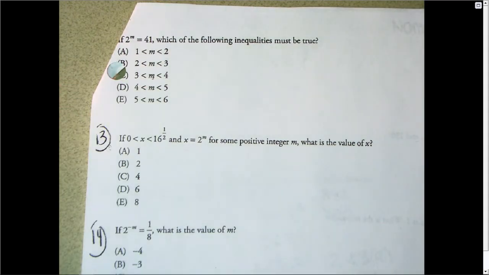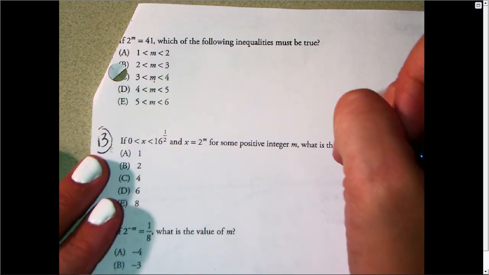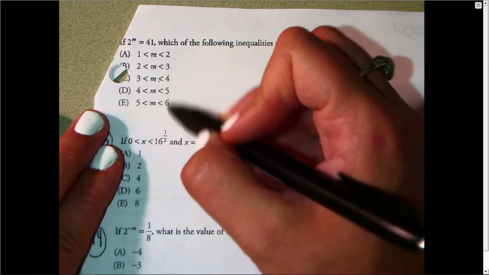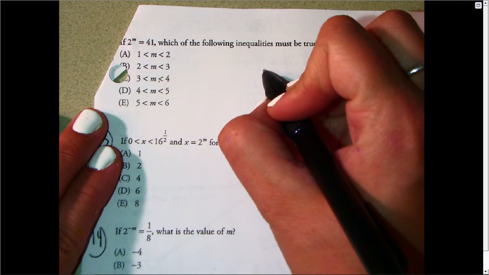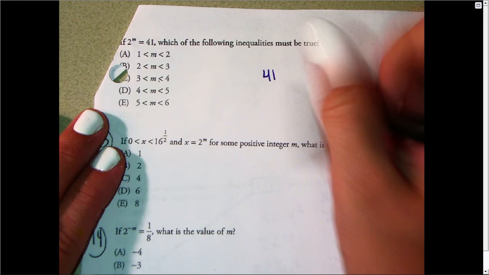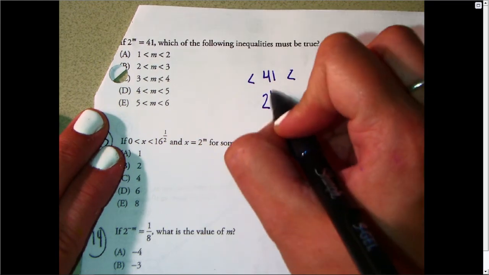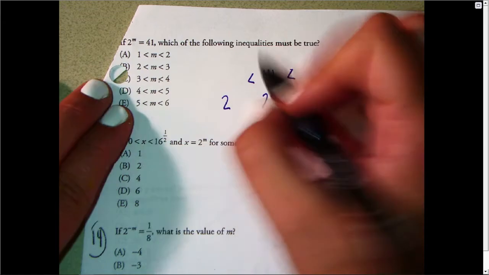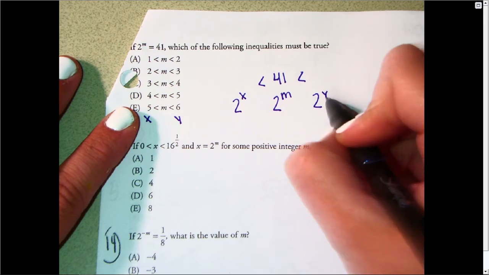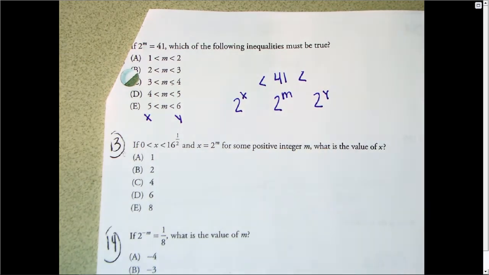Okay, number 12. If 2 to the m equals 41, which of the following must be true? Okay, so 2 to the m is 41. We're trying to figure out the possible values of m. So what I would do is I would put 41 in the middle, and you're trying to figure out some values. So this is 2 to the m. I would now plug in, we can make these x's and these y's. I would make this 2 to the x and this 2 to the y, and then I would test my answer choices. Let me grab a pencil here.